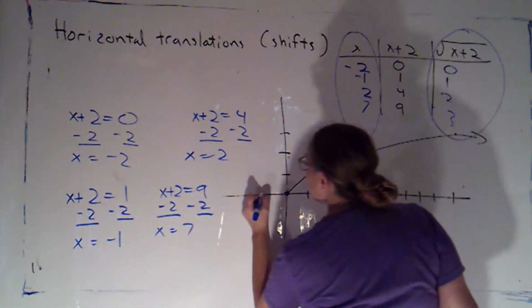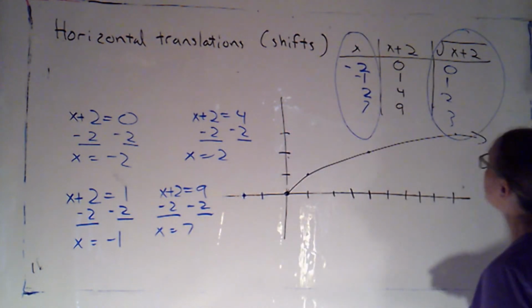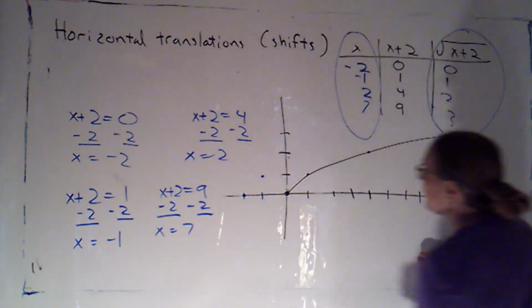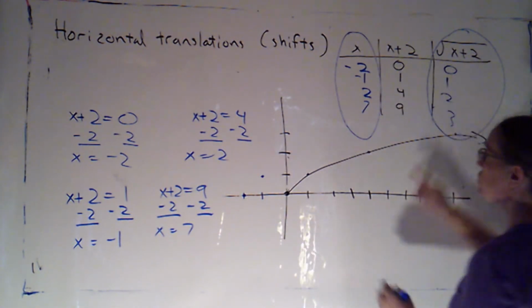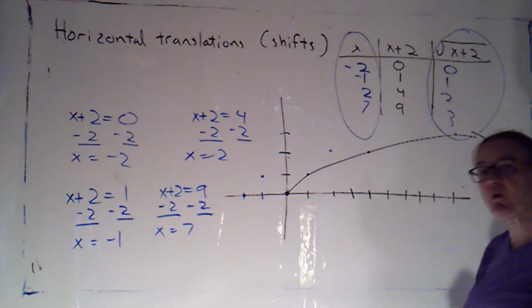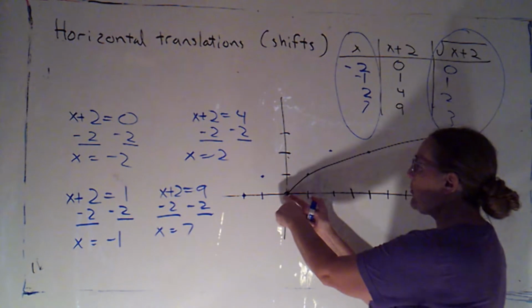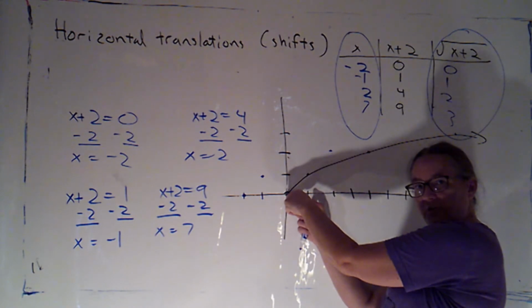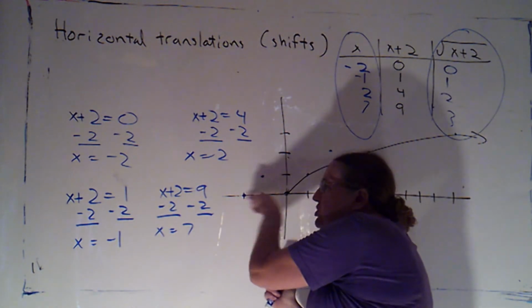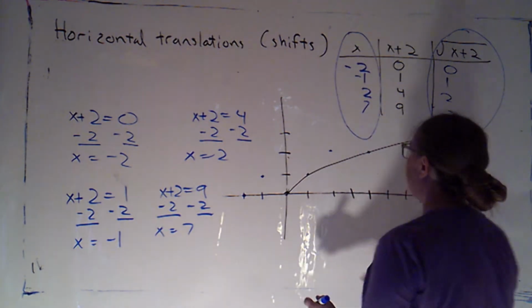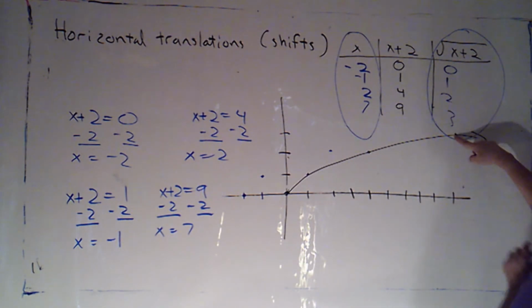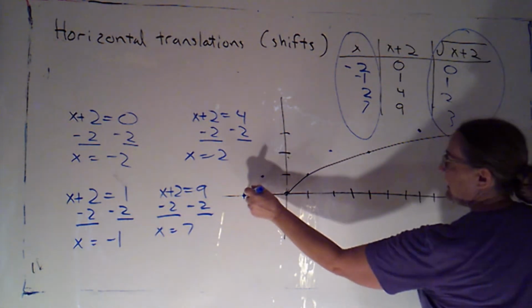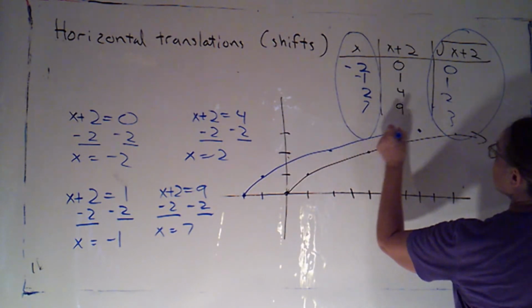So I'm going to have this point negative 2, 0. I'm going to have a point negative 1, 1. I'm going to have a point 2, 2. And you can see what's happening. Basically, these points that I plotted that were on the parent function, I'm now keeping the same y value, but just sliding the points 2 units to the left. So this point here, which was at 9, 3, now gets shifted to the left, so it's at 7, 3.